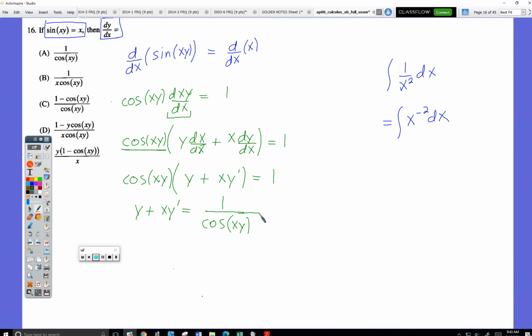Next step. Hands up. Think with me. Next step. Cameron. Would you subtract y from that side? So we get xy prime is equal to 1 all over cosine of xy, subtract y. How many knew it? Point, 2 for Cameron.